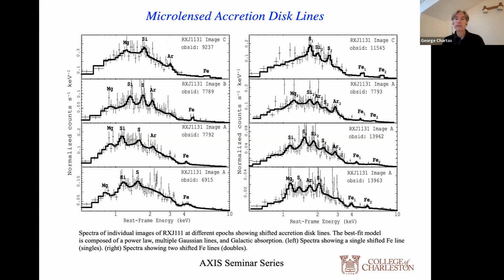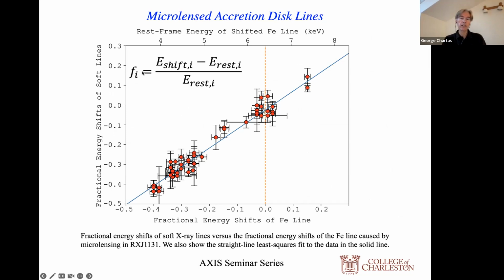Now, to get a more quantitative estimate of whether these soft lines really shift by the same amount as the iron line, we calculated the fractional shift of all the soft lines and compared them with the fractional shift of the iron line. So that's what I'm showing here. We calculated for all those soft lines, silicon, sulfur, magnesium, the fractional shift on the y-axis, and compared it with the fractional shift of the iron line. If they do track each other, that should have a slope of 1, and that actually is the slope that we find. So indeed, these soft lines are shifted by the same amount as the iron line.